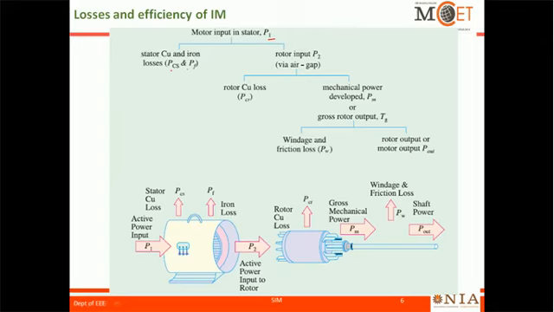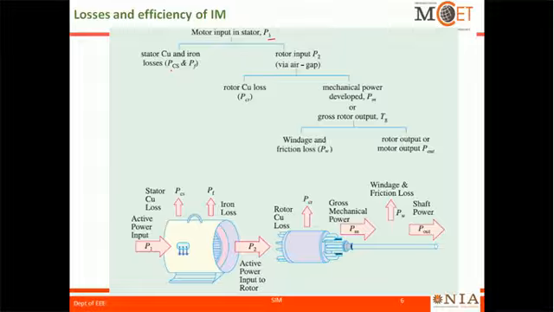So this P2 minus rotor copper loss will give you the mechanical power developed in the rotor, or gross rotor torque. After that it should be connected with the shaft. The shaft is fixed with the bearing. The windage losses and friction losses can happen, so that PW will be there. So the PM minus PW will give you the actual output power which is available in the output shaft.